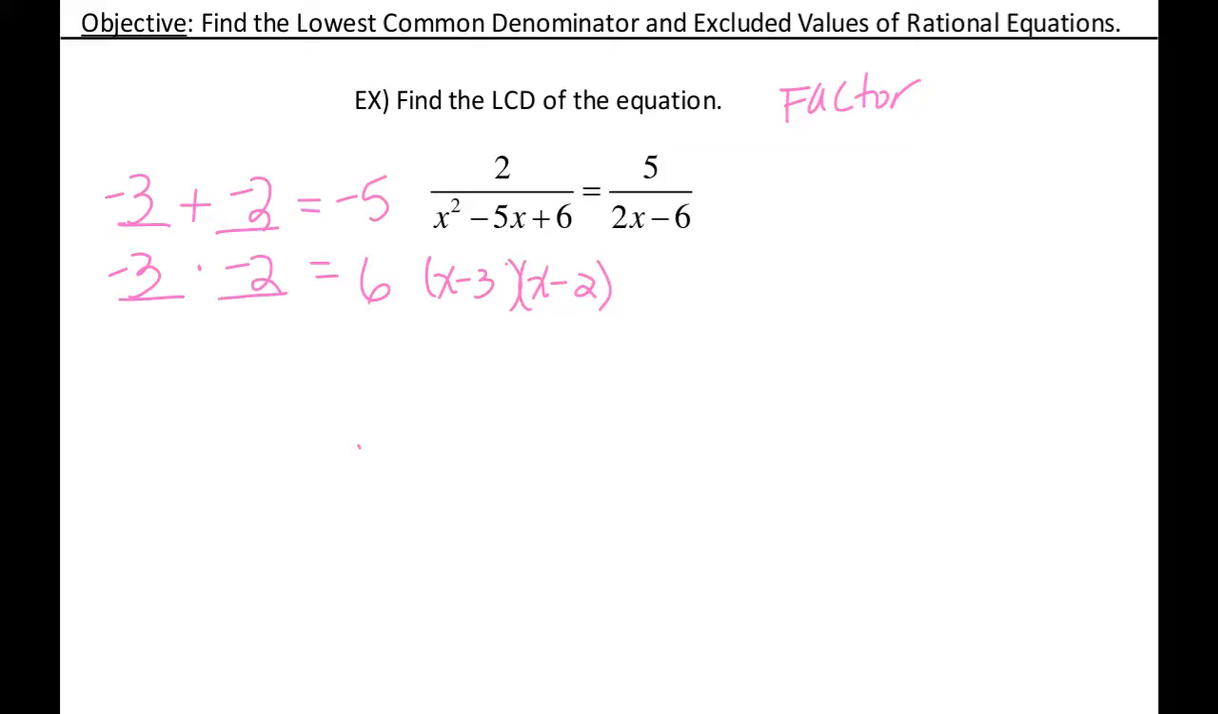For the second one, 2x minus 6, notice I have a GCF here. What can I factor out of the second denominator? What do they have in common? A 2. So I have a GCF of 2 up front, and then 2x divided by 2 is just going to be x. The 2 is canceled. Minus 6 divided by 2 is going to give me 3.